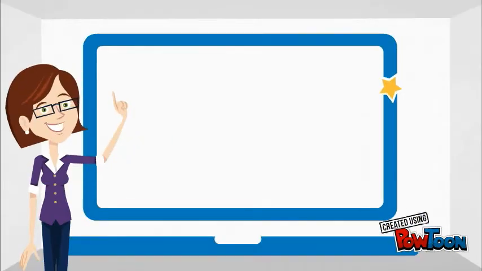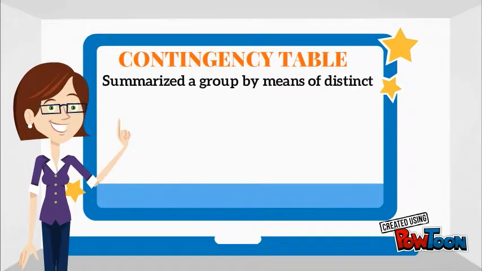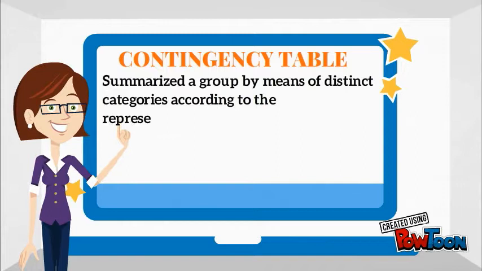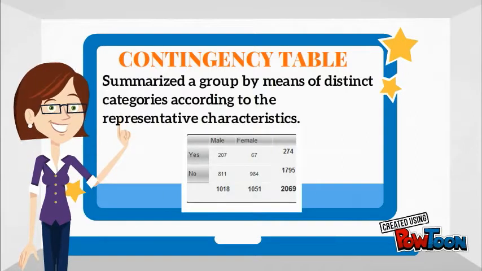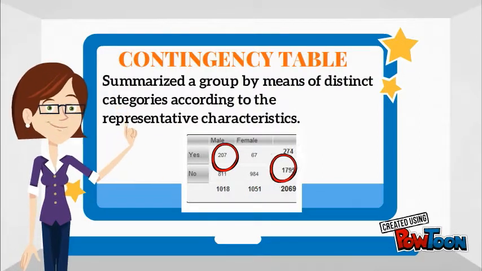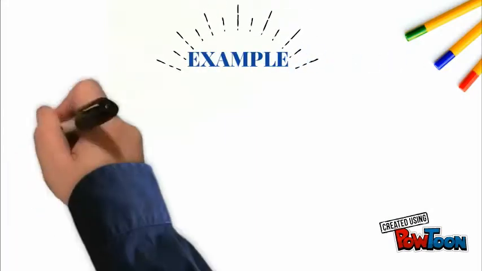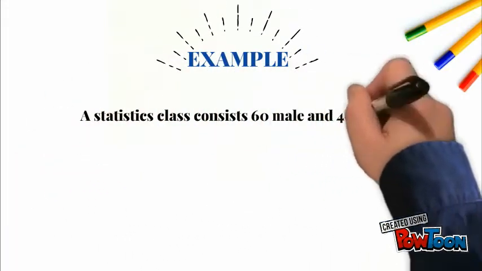Let's continue with contingency table. Contingency table summarizes a group by means of distinct categories according to the representative characteristics. The numbers within the table represent the frequency of individuals within each pair of subcategories. Let's try the example. Identify how many categories and subcategories are included.